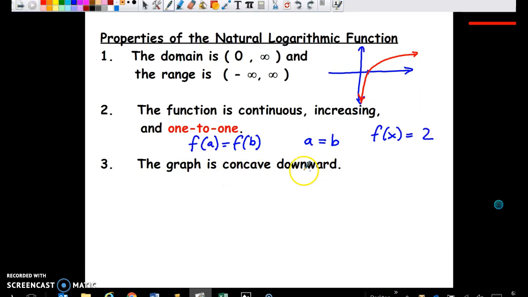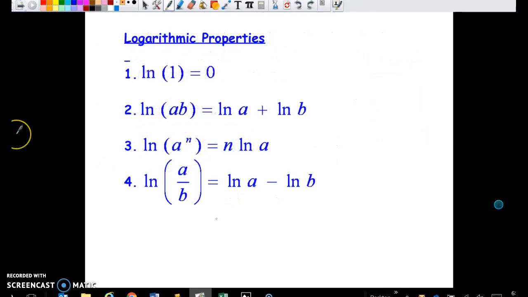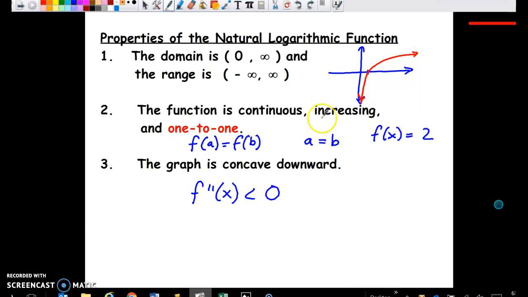The graph is always concave downward, which means that the second derivative is always what? Less than 0, negative. I almost forgot one other part. What does it mean it's always increasing then? First derivative is always greater than 0.